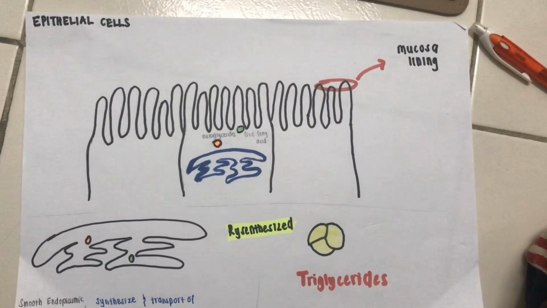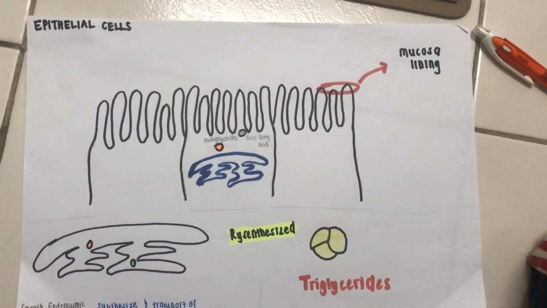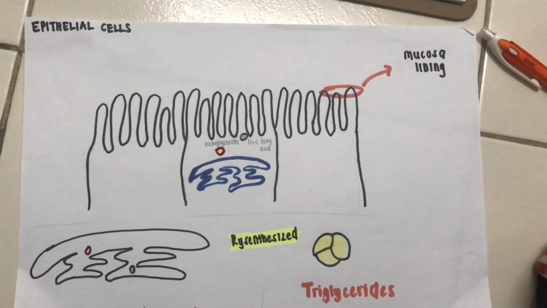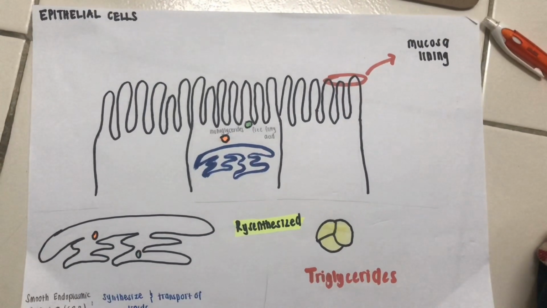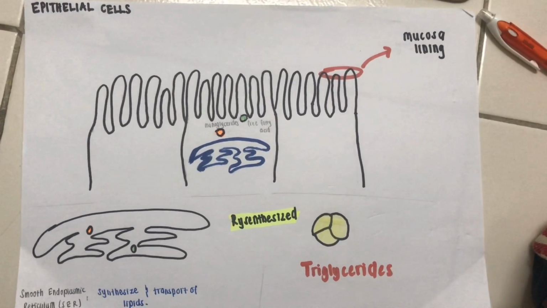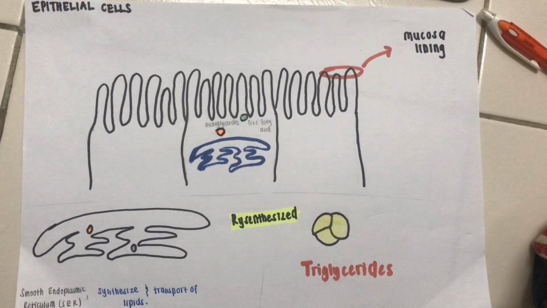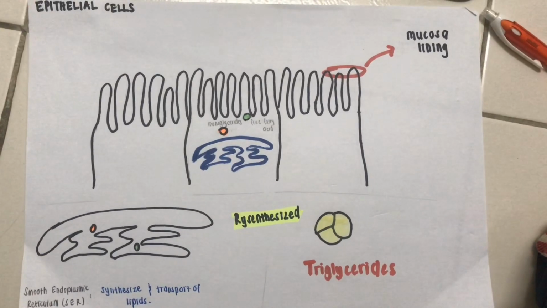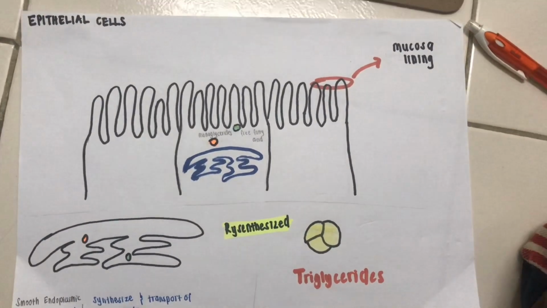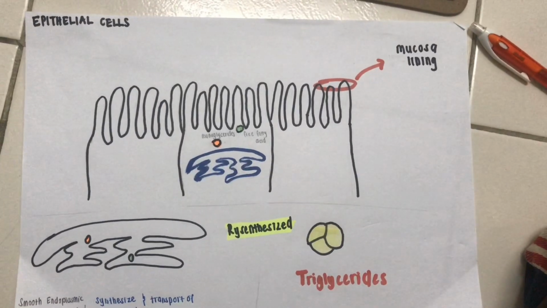The breakdown of lipids to fatty acids and monoglycerides makes it easier for the products of lipid digestion to be absorbed. Absorption takes place on the mucosal lining of the small intestine. The products of lipid digestion, which are monoglycerides and fatty acids, will be absorbed through the mucosal lining into the epithelial cells of the small intestine.